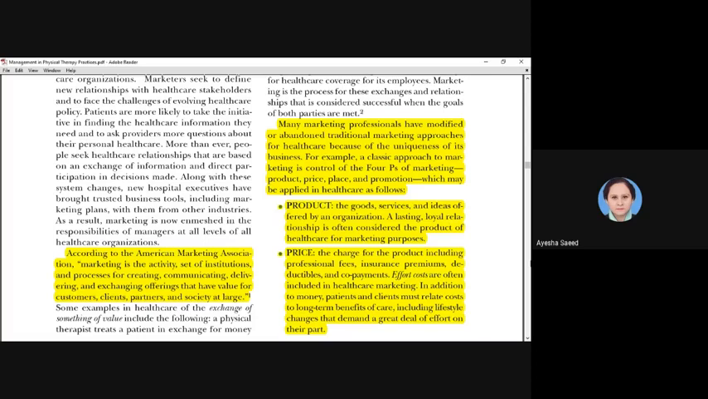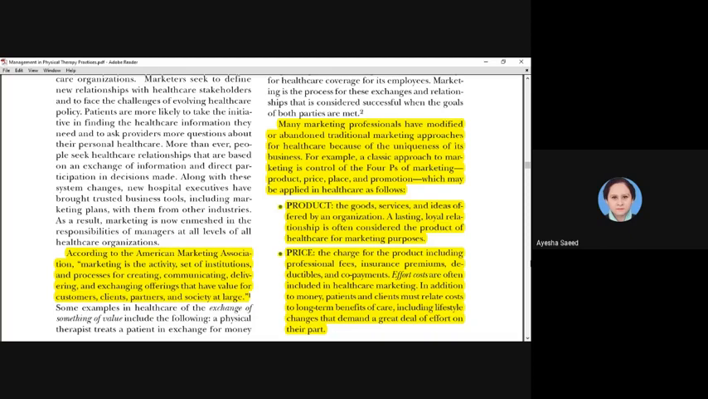Product: the goods, services, and ideas offered by an organization. A lasting, loyal relationship is often considered the product of a healthcare organization for marketing purposes. So, as such, the healthcare manager or the practitioner is not offering any product but his or her services. If, in regard to the services, there's a good loyal relationship, and the customer comes to you again and again, it is regarded as a good product.